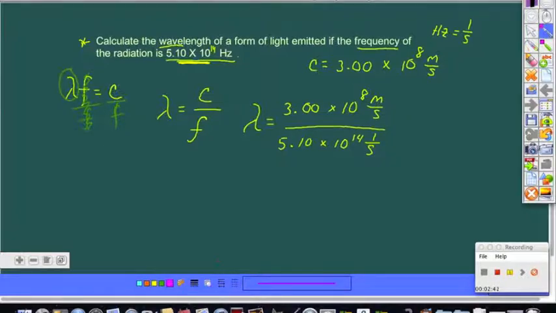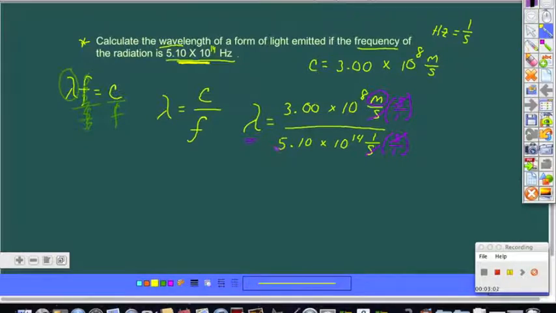To cancel the units, I'm going to get rid of units on the bottom half of the fraction by multiplying by its reciprocal. The s's cross off, and if I do that to the bottom half of the fraction, I need to do the same to the top. And we're left with a unit of meters, which represents wavelength. So we're good to go.